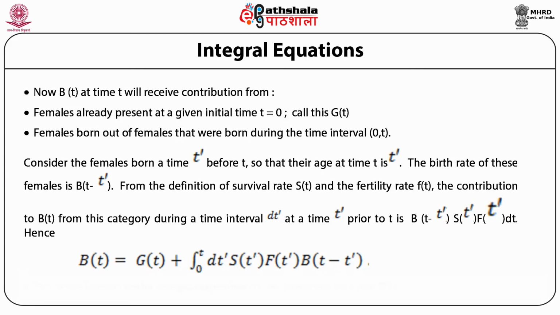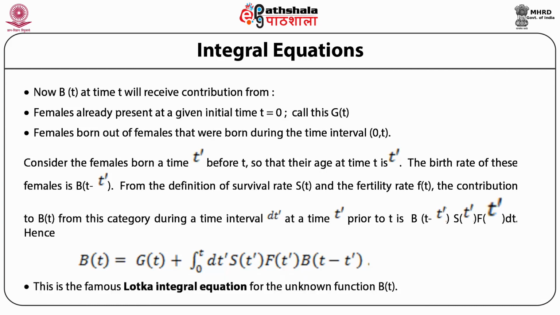Hence, the population at time t, b of t, is equal to g of t plus the integral of S of t prime, F of t prime, b of t minus t prime integrated over t prime from 0 to t. This is the celebrated Lotka integral equation for the unknown function b of t.